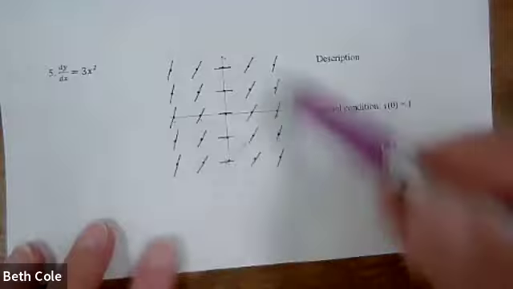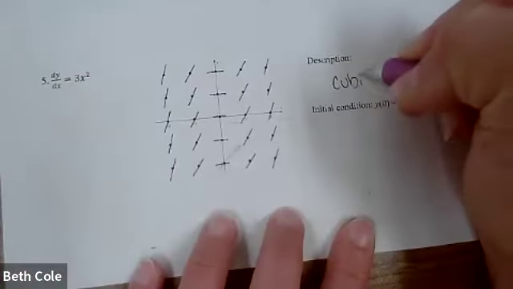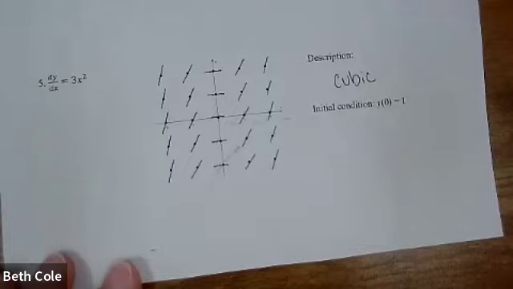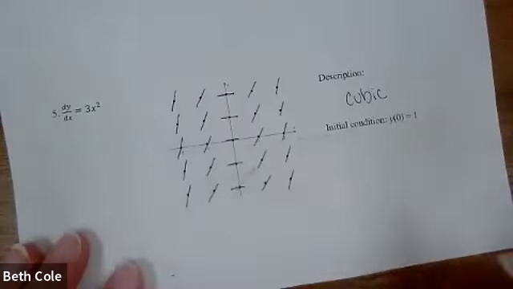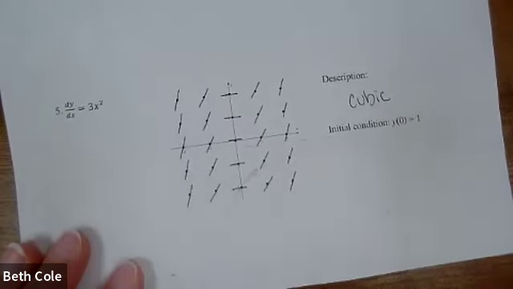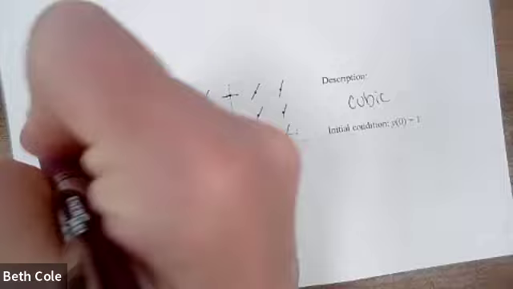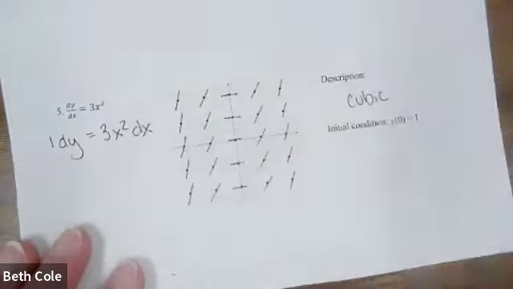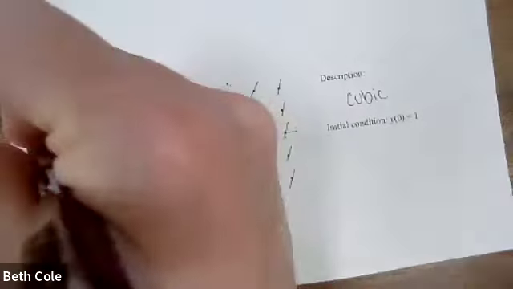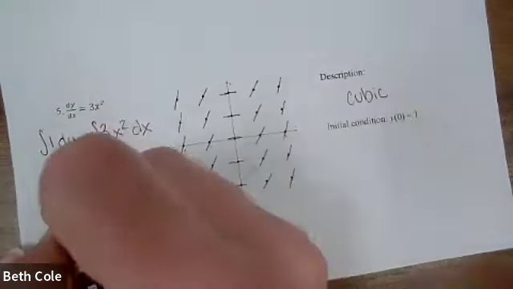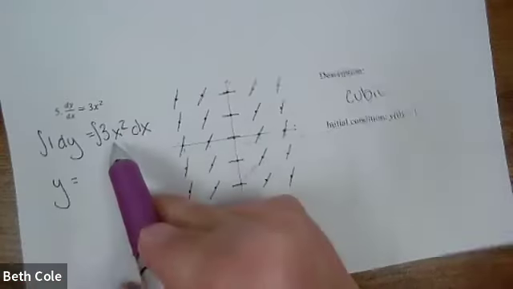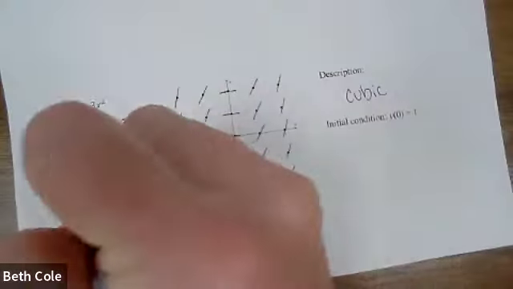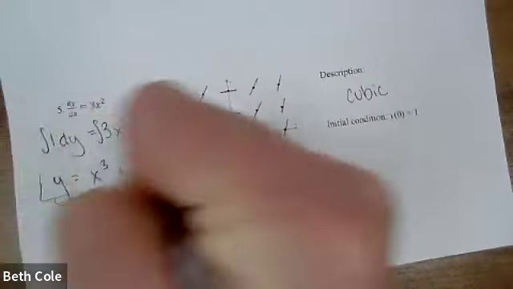Okay, so we got something that looks like that. Your description is that they are cubic graphs, little wiggly things. And when we solve this differential equation, you're going to be able to make the connection and see that it's cubic. To separate, you're just going to multiply over your dx. The antiderivative of just 1 dy is conveniently y. And then what do you get on this side? Yeah, x cubed plus c. Perfect. Easy peasy.